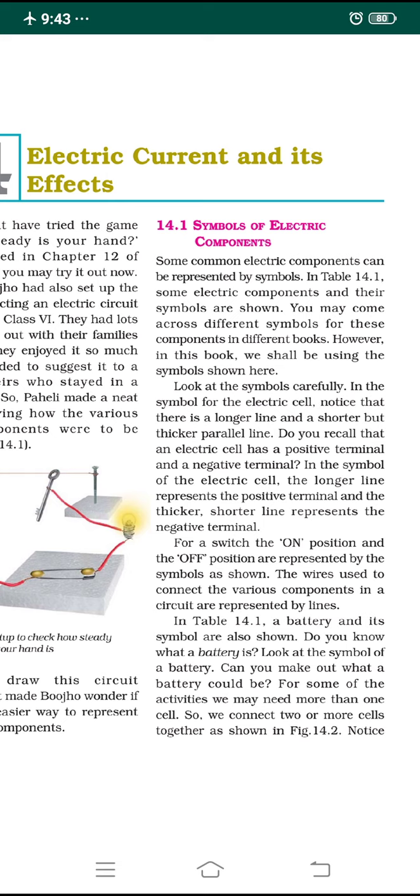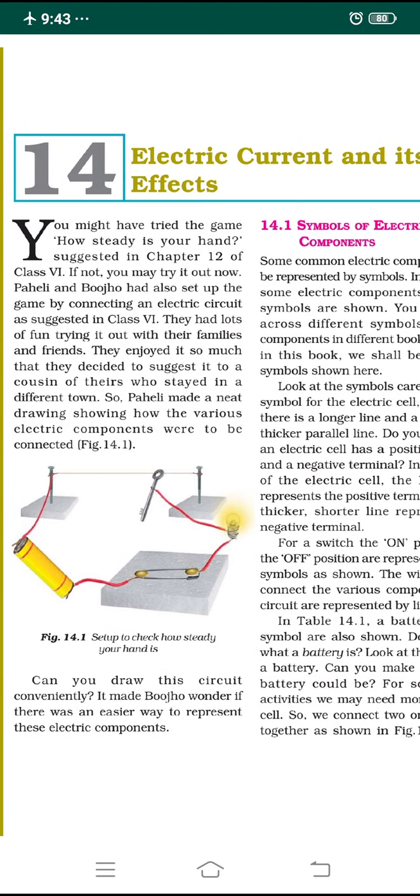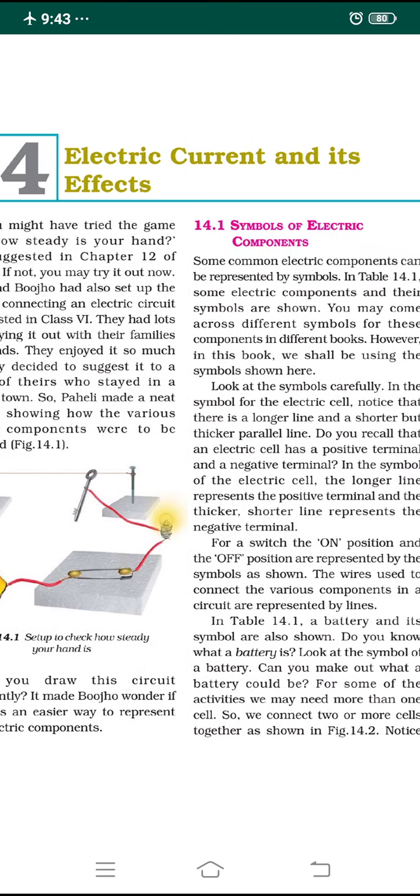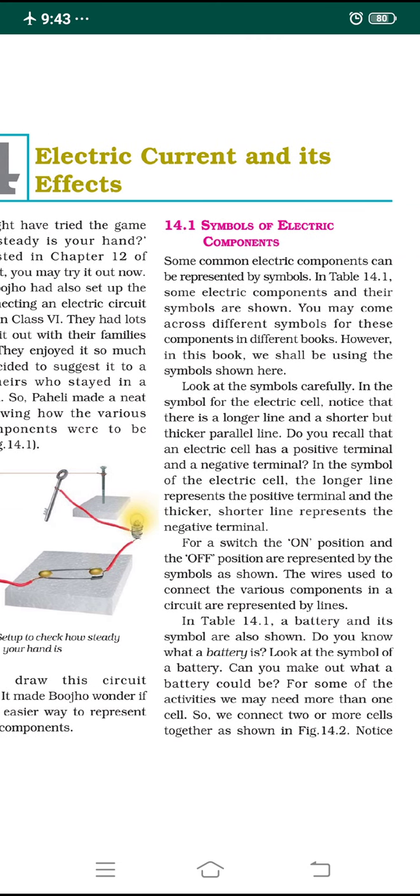As we use different electrical components in the 6th standard to make electrical circuits, we can use some symbols. Those symbols represent the electrical components, given in table 14.1 here. Here is a list of different electrical components and the symbols used for them. For example, for an electric cell, you cannot draw the electric cell every time, so one symbol is given.